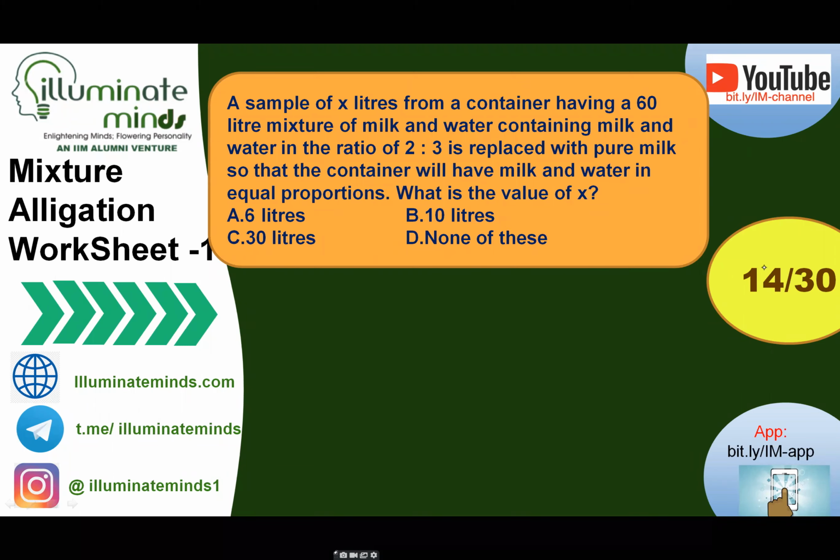A sample of X liters from a container having 60 liter mixture of milk and water, containing milk and water in the ratio 2:3, is replaced with pure milk so that the container will have milk and water in equal proportion. This is almost a repeat of the last question. So X liters is one thing. Let's forget this. Containing milk and water in the ratio 2:3, so milk upon total is 2 by 5. Is replaced with pure milk. Pure milk is 1 by 5. Equal proportion, 1 by 2. It seems to be the same question, isn't it?